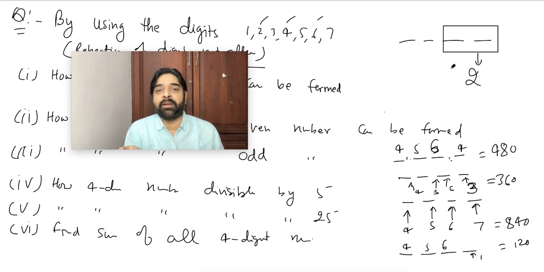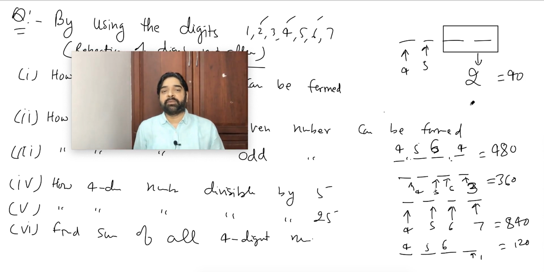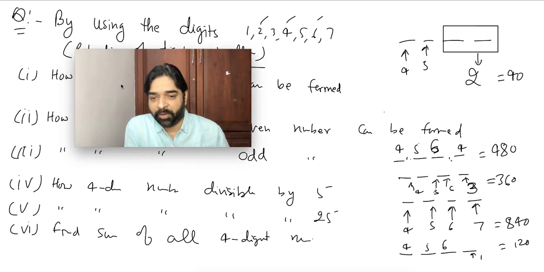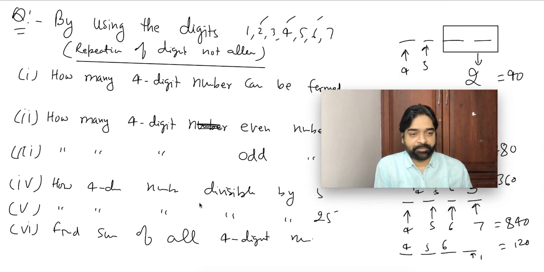Now how many digits are left? 5 digits. So this place can be filled in 5 ways, and this place in 4 ways. So 2 times 5 times 4, that is 40. There are 40 numbers which are divisible by 25. Is this clear? How many of you got it? First 5, those who got the correct answer.